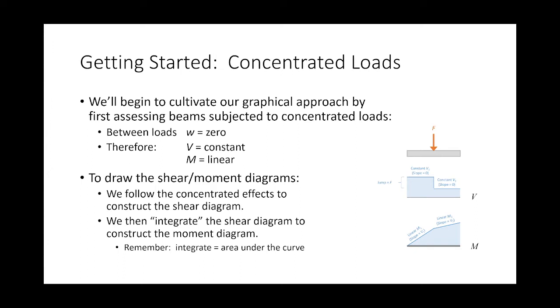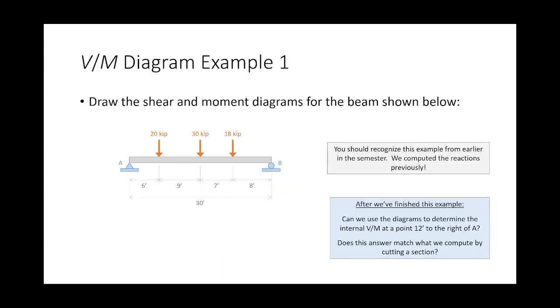So I'm going to be dealing with sort of shear diagrams that kind of look like stair steps, and moment diagrams that are just going to be piecewise linear functions. And the way to construct them is going to be very, very easy. For the shear diagram, we're basically just going to follow the concentrated effects to construct the shear diagram, and then we integrate that shear diagram to construct the moment diagram. But integration is just area under the curve, and these are just going to be a bunch of rectangles. So I think you're going to find this is really simple.